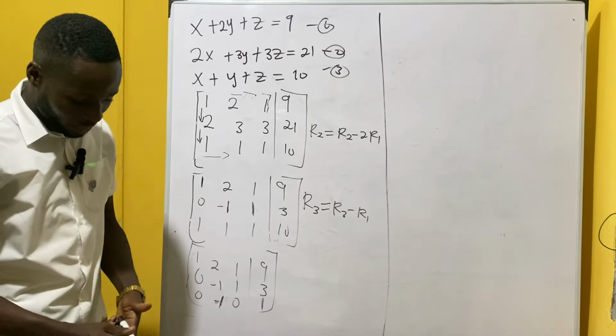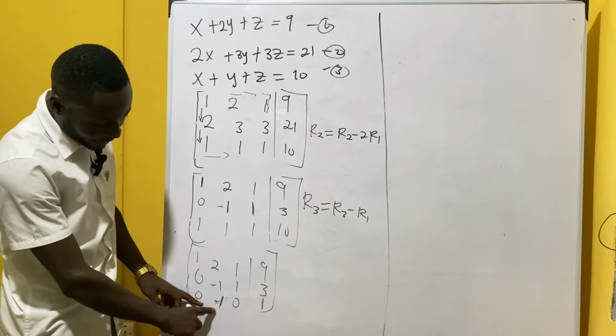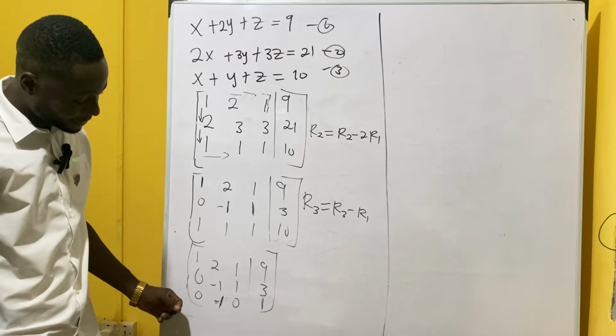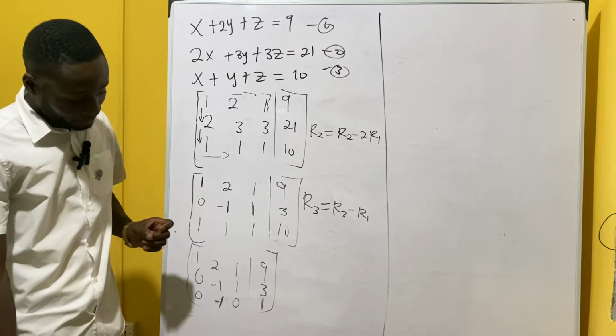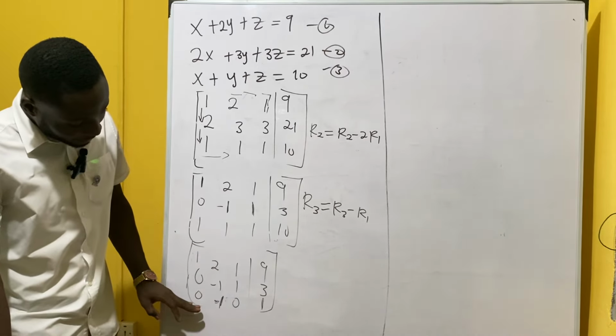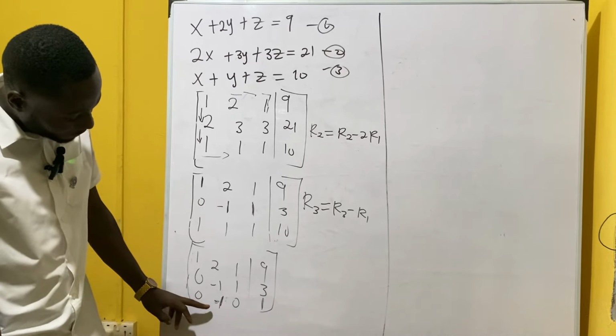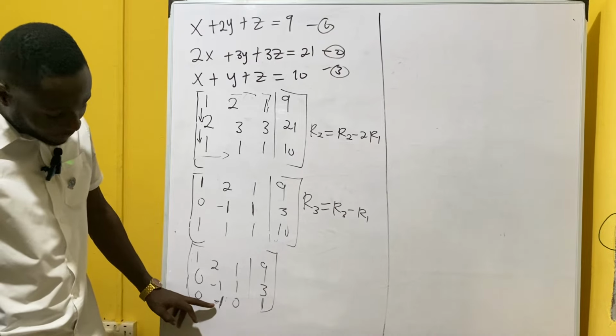The next thing we have to do is eliminate this minus 1. So we have to make sure that the third row has a leading one. You have to make sure that this particular one turns to positive 1.